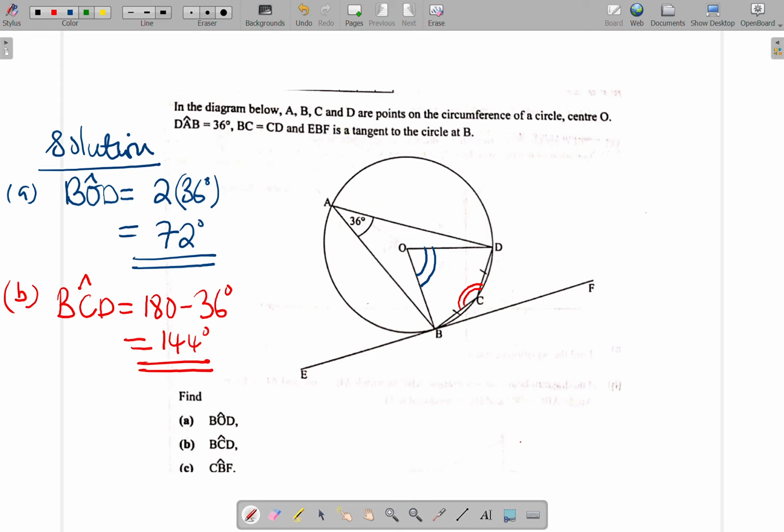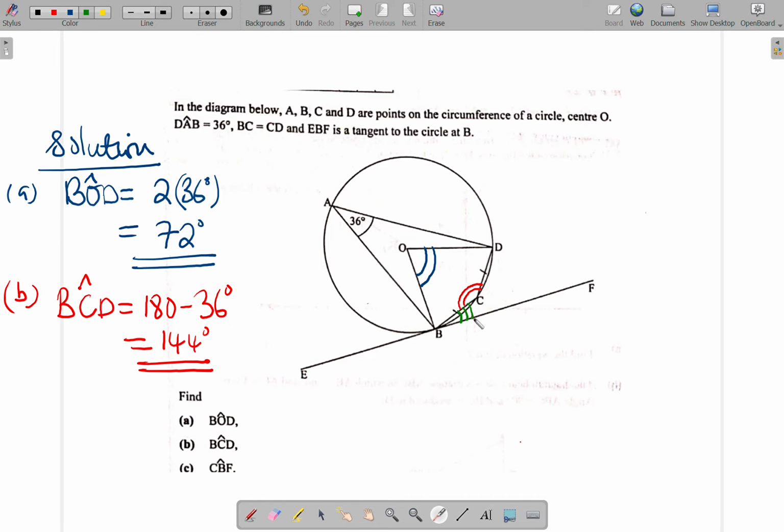Okay, so now let's look at the last question. The last question is angle CBF. CBF is this angle here, this angle there. That is our CBF. I hope you're able to see it. This angle here, that is our angle CBF. How are we going to find that one?